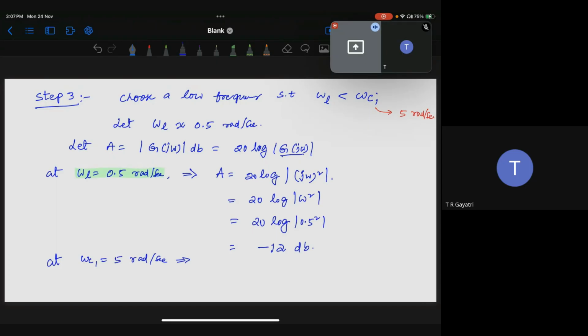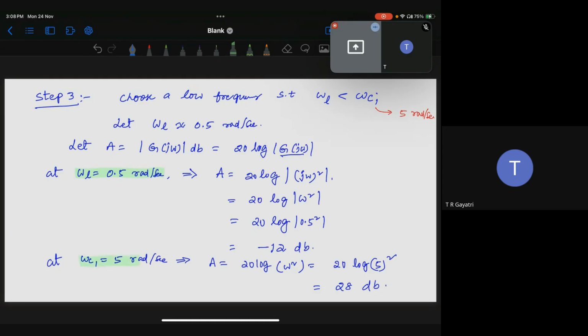So what is the A value? That is nothing but 20 log, so again same omega square. So that becomes 20 log 5 whole square. So we will get it as 28 dB. So this is the first step.